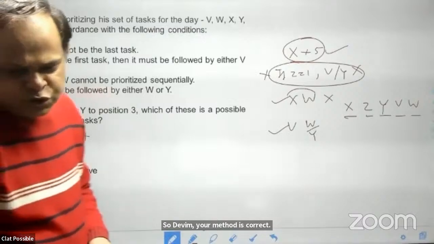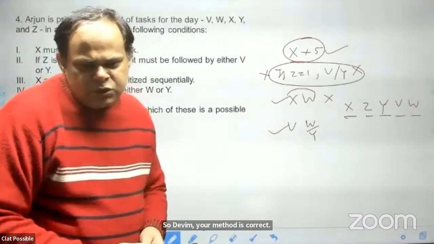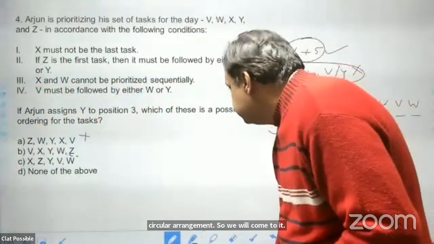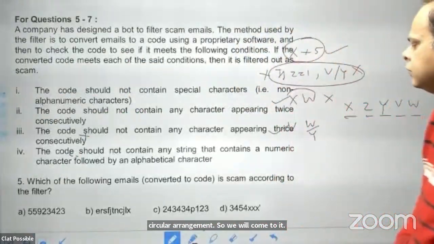Yeah, probably there's one more question, Vani, on circular arrangement. So we will come to it. Let's move to the next question. Try this one.